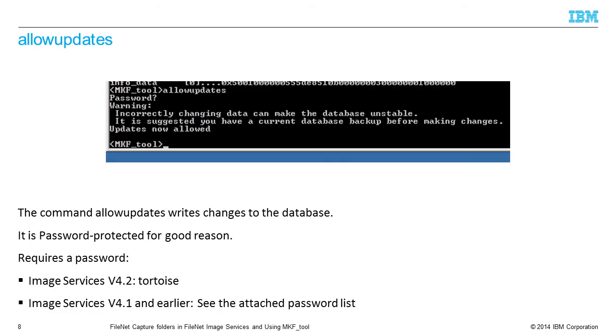Slide 8. Before you proceed to the delete phase, MKF tool requires the allow updates command to be run. This command allows you to make actual changes to the database. This function is designed to protect critical data from accidental usage and requires a password. In Image Services 4.2, the password is tortoise. In previous versions of Image Services, a rotating password is used. This means it changes every month. Contact IBM support for the current password.